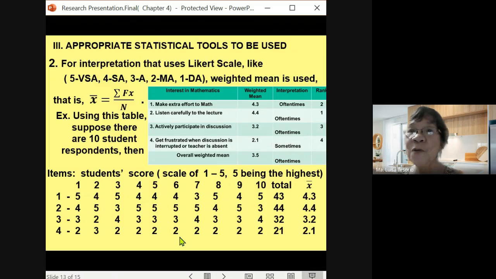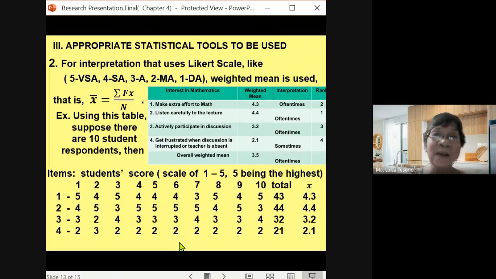Okay, if you look at the fifth one, there is a weighted mean which is the overall weighted mean, 3.5. How do you get that? Add the column under total, which is 43 plus 44 plus 32 plus 21, and then divide that by 40. Dividing it by 40 will give us 3.5.